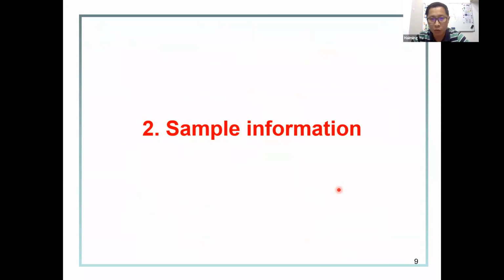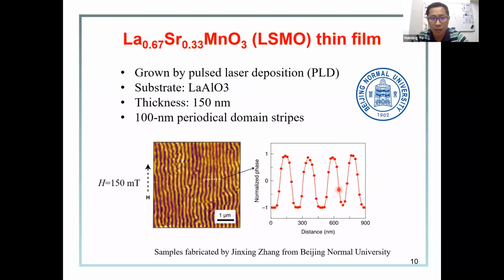So first, I will provide some information about this sample and its material characterization. The sample we study is an LSMO thin film. This is actually not a new material; it has been studied for many years. And this sample was grown by our colleagues at Beijing Normal University. I think they grew it by the pulsed laser deposition technique on a substrate of LAO. And the thickness is about 150 nanometers, and the periodicity of the domain stripe structures is about 100 nanometers.